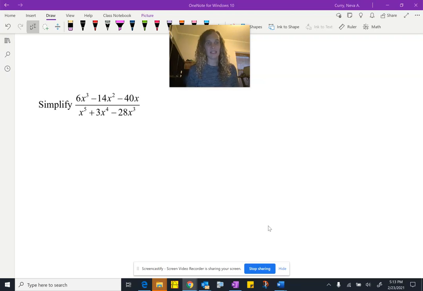Hi, and welcome to the skill of simplifying rational expressions. So for this problem, we're going to be working with 6x cubed minus 14x squared minus 40x divided by x to the fifth plus 3x to the fourth minus 28x cubed.